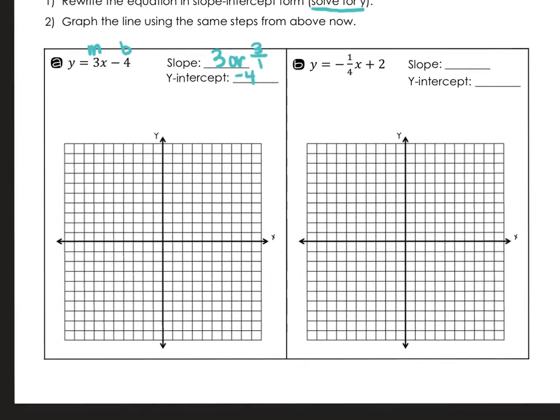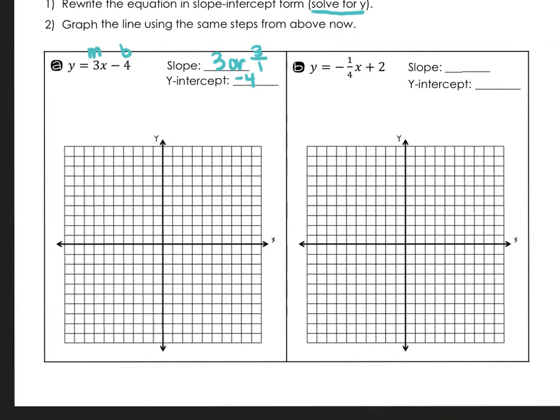All right, so your steps from above say plot the y-intercept first. Okay, so my y-intercept is -4. I'm not going to put it on -4 here because that's the x. That would be where it crosses the x. And I want the y-intercept, so I'm thinking my vertical axis. So I'm going to go down 1, 2, 3, 4, and plot a point. And that is my y-intercept. I'm actually going to do that in green so we remember that's what that is.